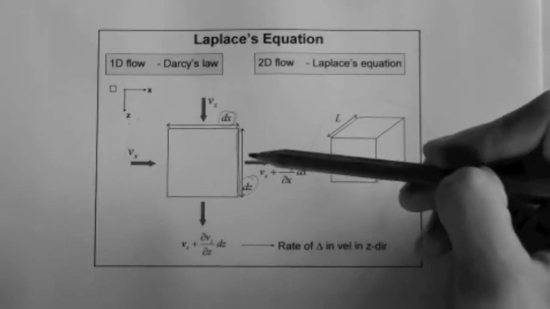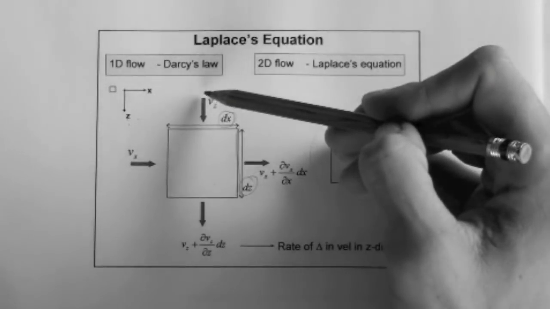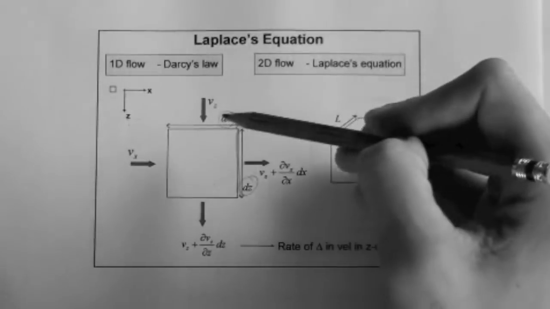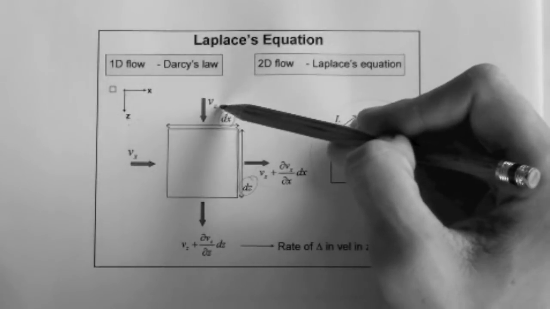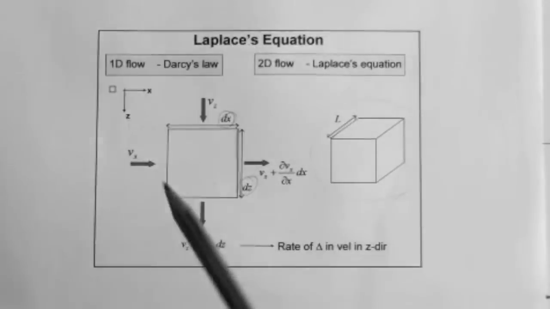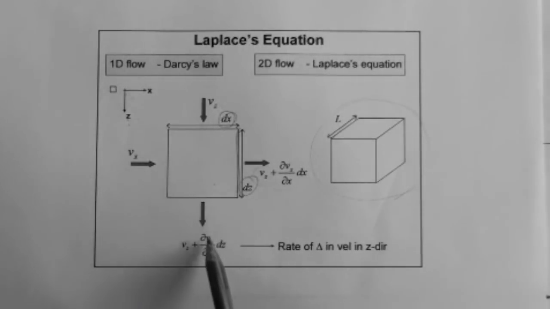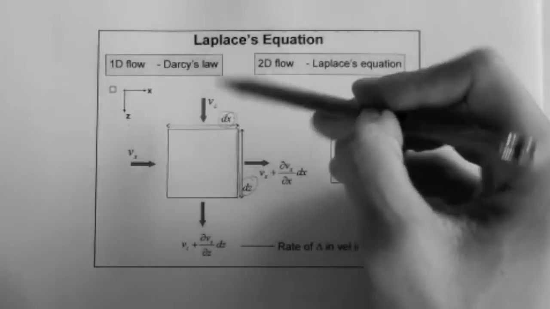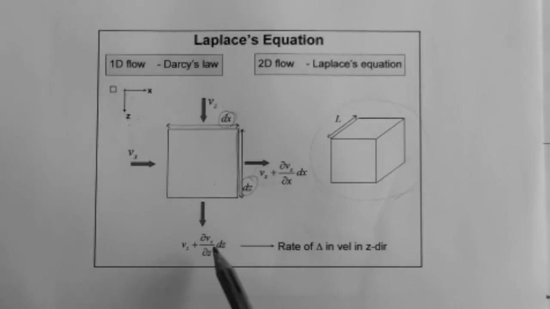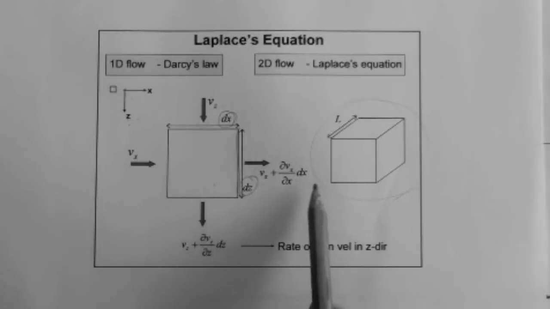In the z direction, the velocity of the fluid coming into the point is Vz, and the velocity of the fluid as it exits the point is Vz, the entrance velocity, plus the rate of change in the velocity in that direction, partial Vz, partial z, dz. Same thing applies over here.